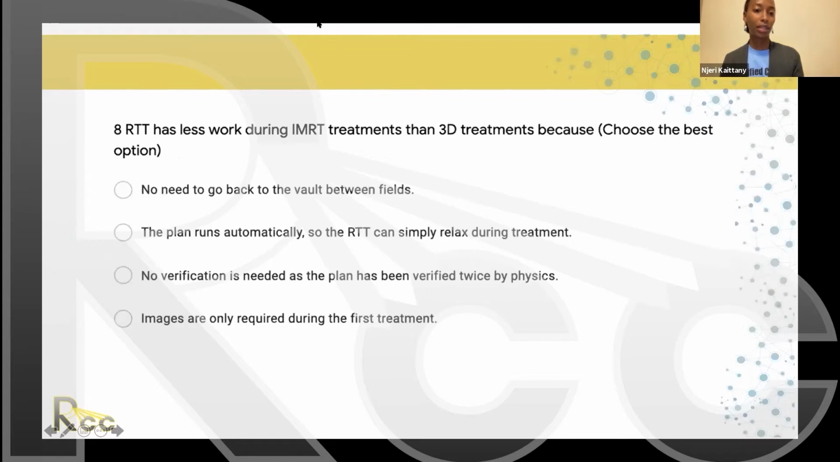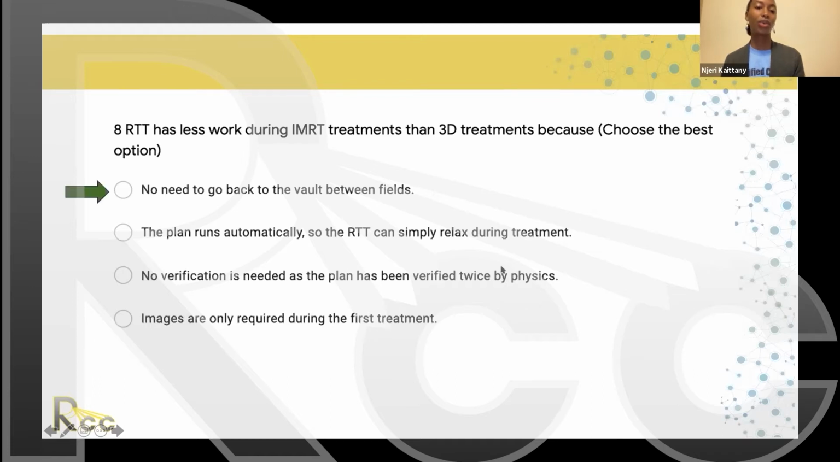Okay, RTT has less work during IMRT treatments than 3D treatments because no need to go back to the vault between fields. The plan runs automatically, so the RTT can simply relax during treatment. No verification is needed as the plan has been verified twice by physics. Images are only required during the first treatment. I'll give you a couple of seconds. Okay, and we can go to the answer.